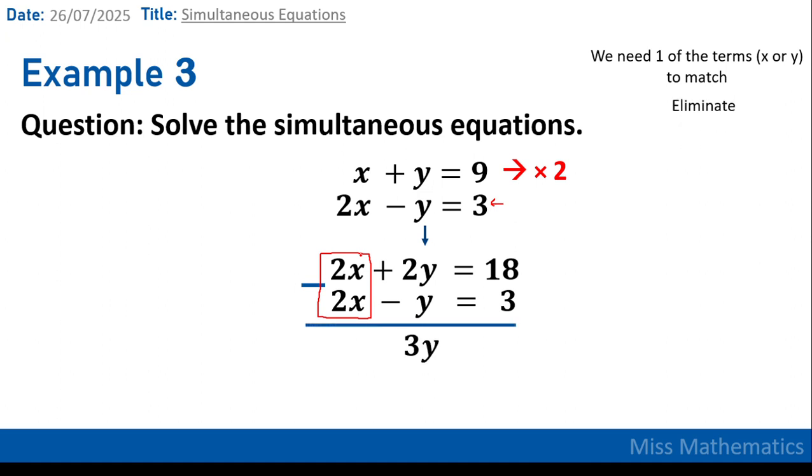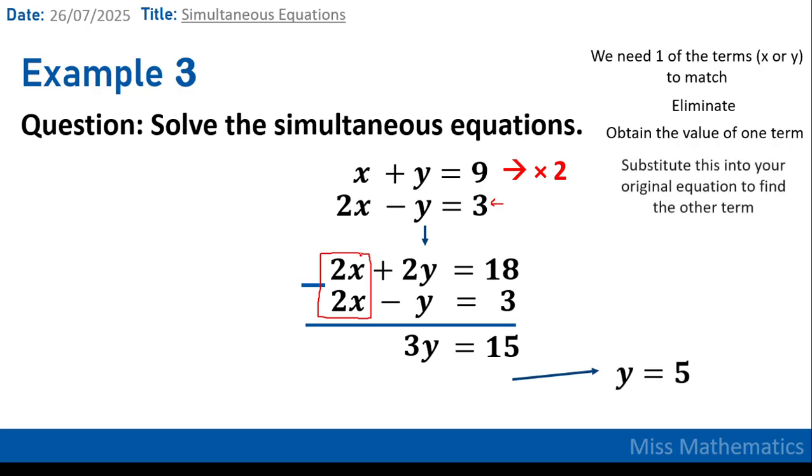So we have no x's, then we can do 2y minus minus y. You have to make sure you get these negatives correct. Try some extra practice if you're struggling with these. 2y minus minus y is 3y, and then we can do 18 minus 3, which is 15, so y is equal to 5, because we divide both sides by 3.